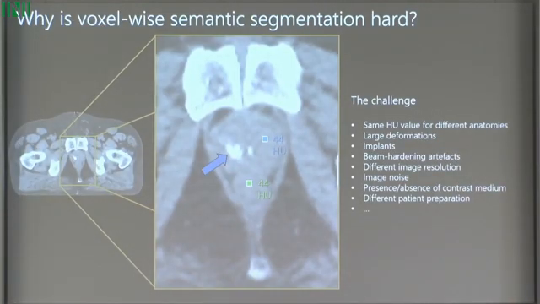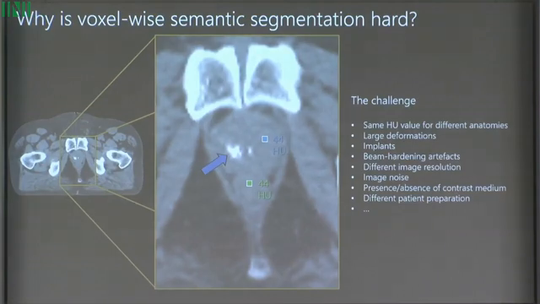So what this involves is a pixel-wise, or in this case, a voxel-wise classification of each of these voxels into the structures that I mentioned before.